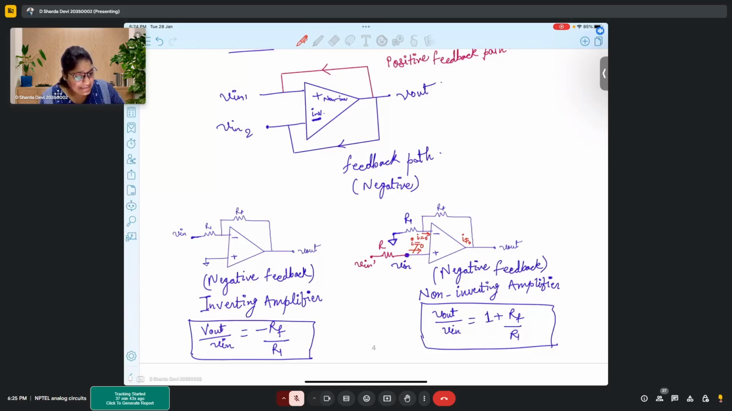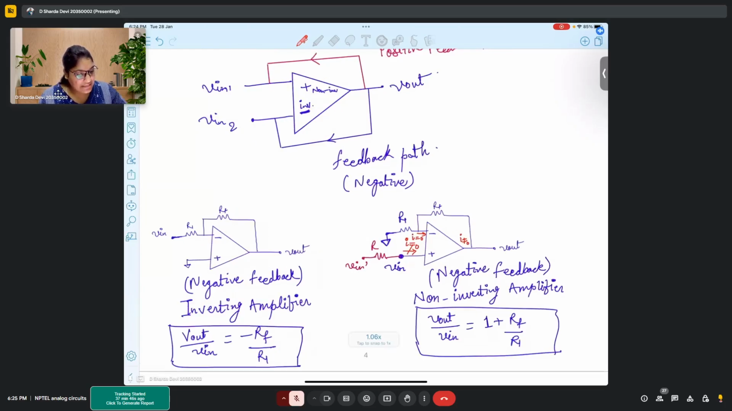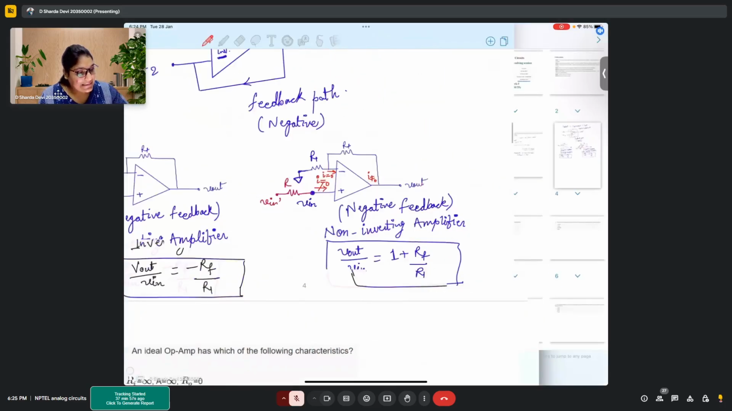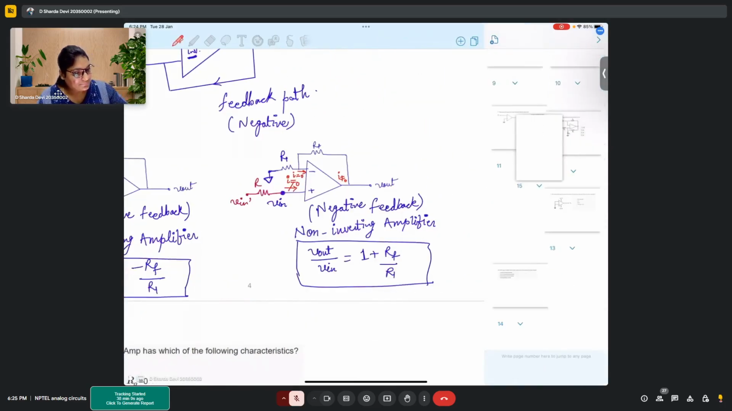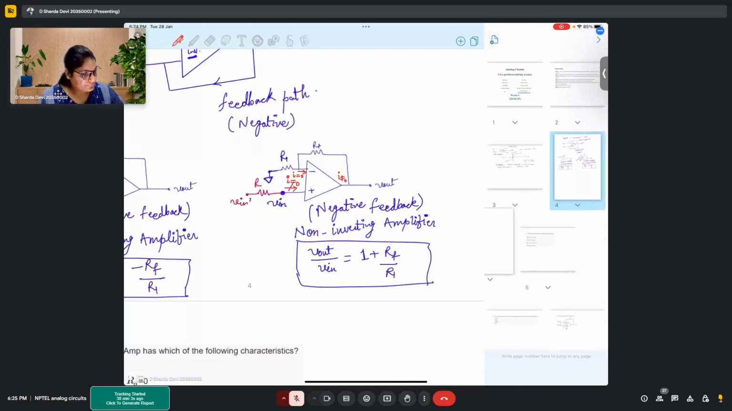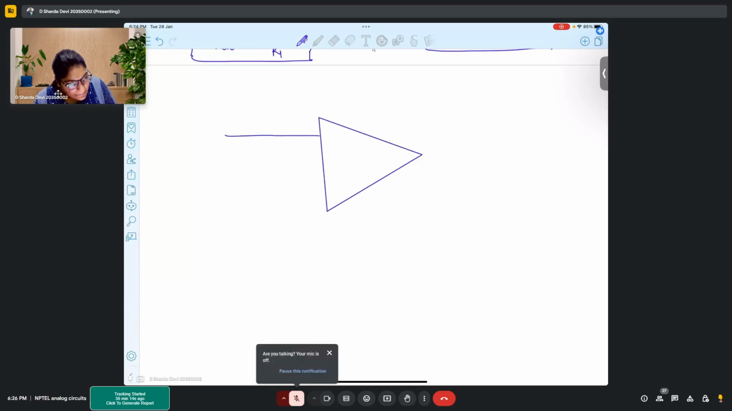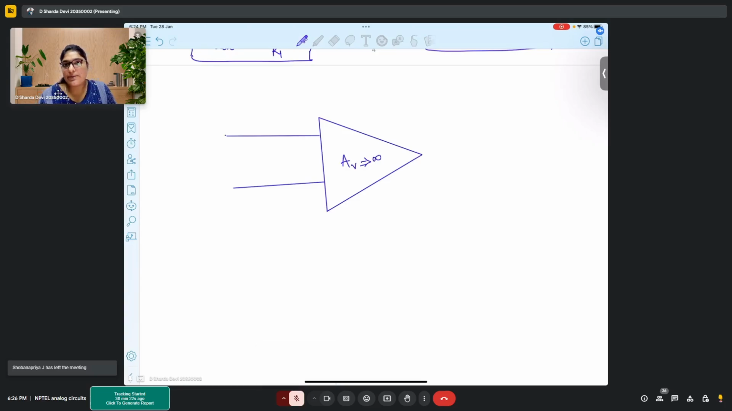And in an op amp, if we say it is an ideal op amp, basically the op amp has very high gain. So when we say it's an ideal op amp, the idea is the open loop gain is very, very high, almost tending to infinity.